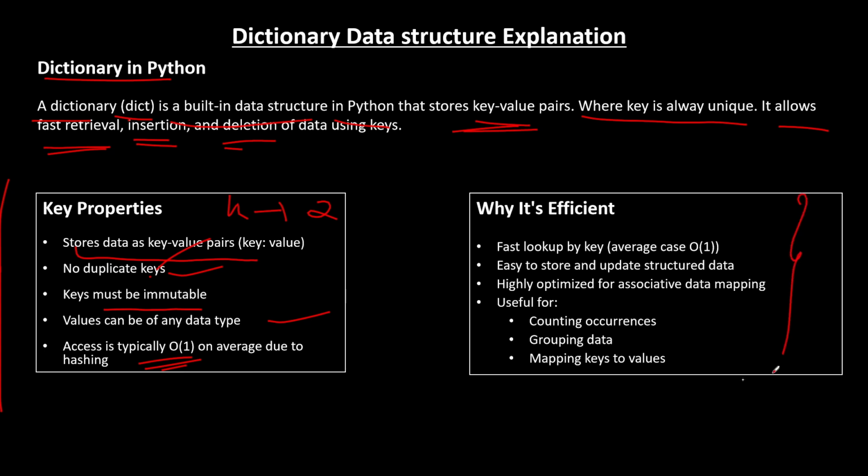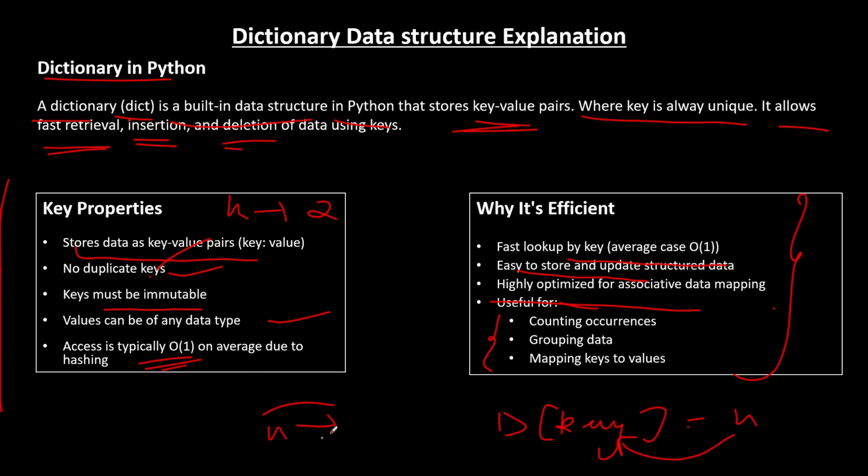And why is it efficient? Fast lookup. On average, we can just check the key in O of 1 time. Easy to store and update the data structure, right? Like if you say D is a dictionary and you write D of key equals some value, it gets updated, right? And it is highly optimized for associative data mapping, like counting the occurrences, grouping the data, mapping keys to values. Whenever you have to map something with something, like you have to store something about X, you can use a dictionary so that we know the key is X, and whatever the related information with it is, it could be stored in the value, right?